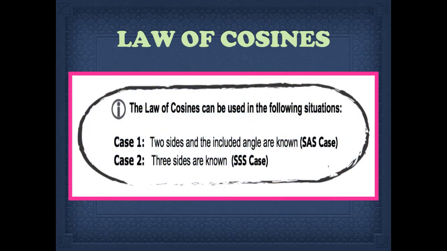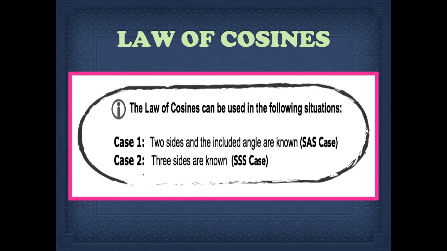Now, the law of cosines applies when we are given these two cases. Case 1, the SAS case, when two sides and the included angle are known. So you have two sides and the angle that they form, that is the included angle. That's why, from the name itself, SAS, you can see that A is sandwiched between the two S's, the two sides.